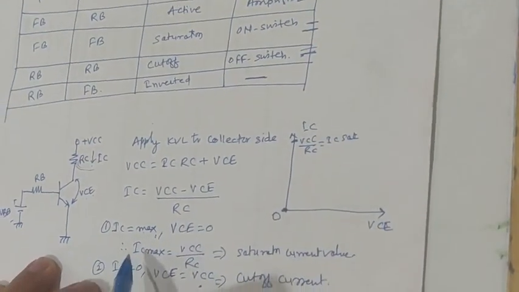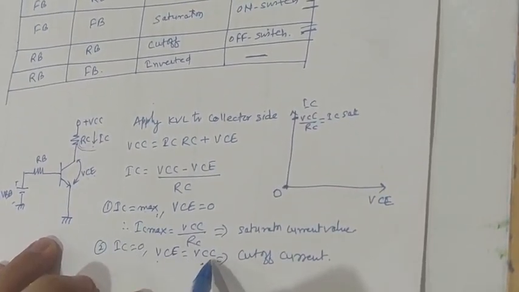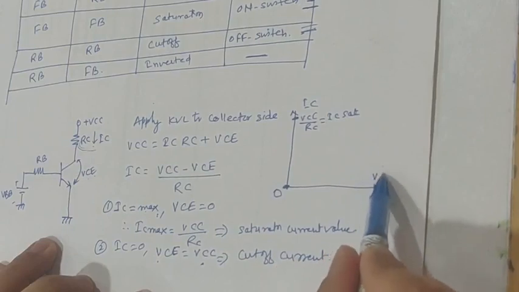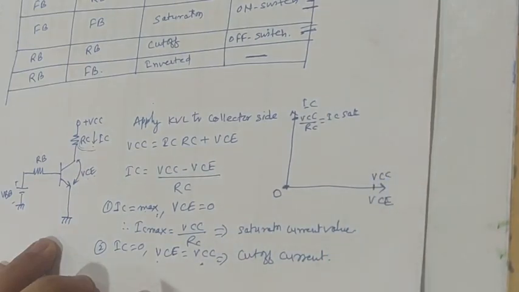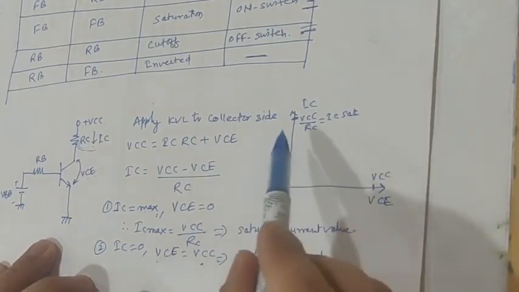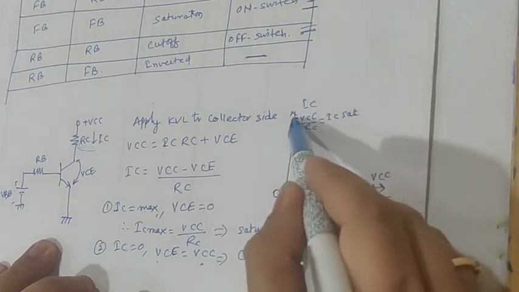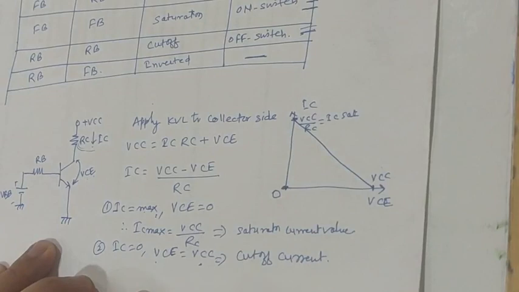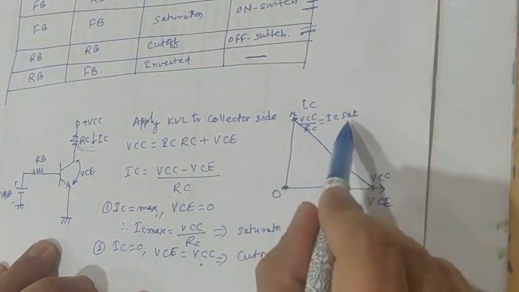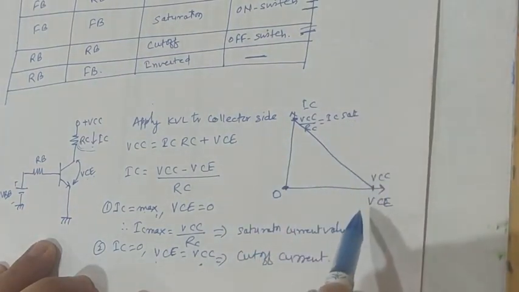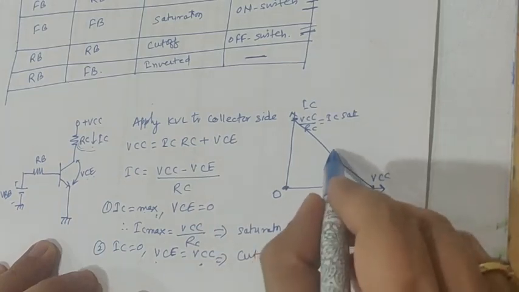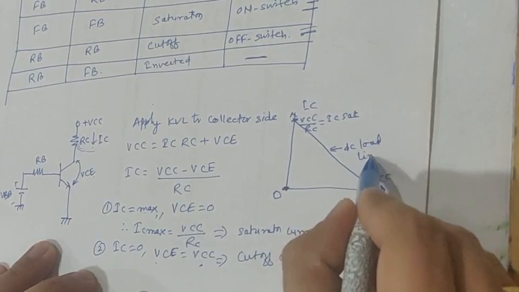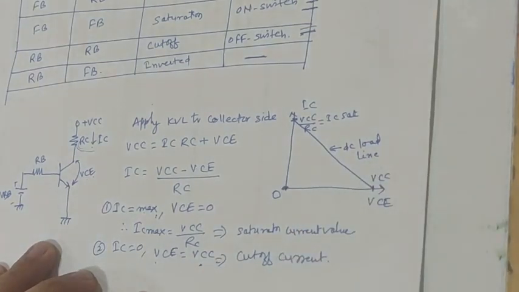Similarly, when IC is equal to 0, VCE is equal to VCC. So somewhere here I will be getting the value of VCE to be VCC. Now let us join these two points. So I have joined these two points. Now the line joining the saturation point and the cutoff point is called the DC load line. This particular line is called the DC load line.